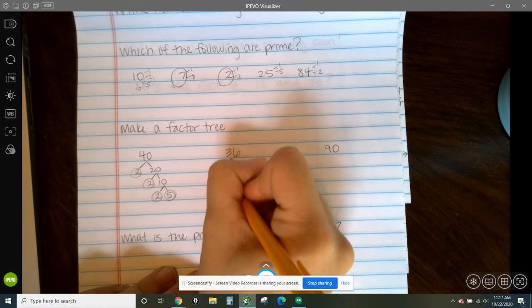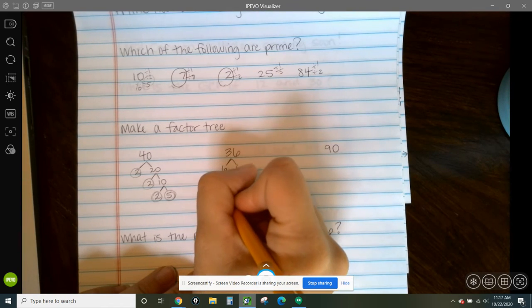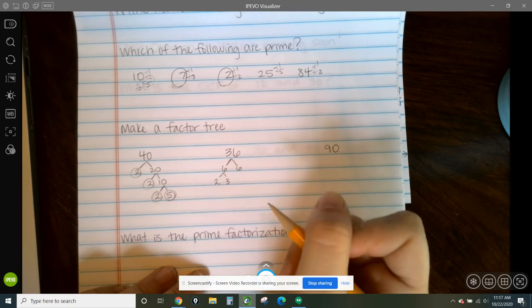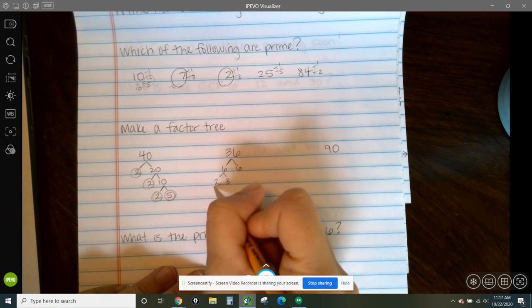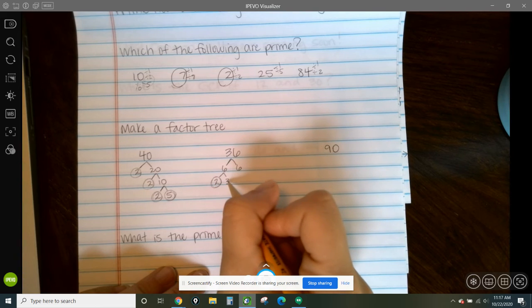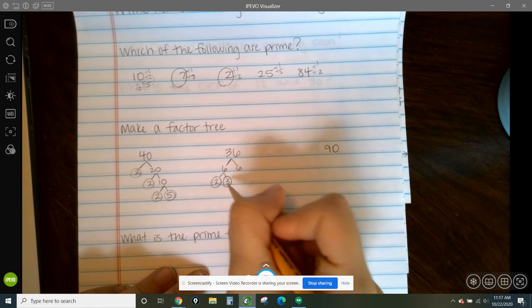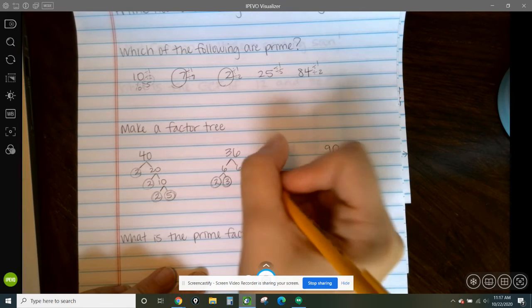All right, well, let's break up 6. I know 6 can be 2 times 3. How about 2? We know 2 is prime. That's the end of the road. How about 3? 3 is also prime. It can only be divided by 1 and itself. So that's the end of the road for both of those.